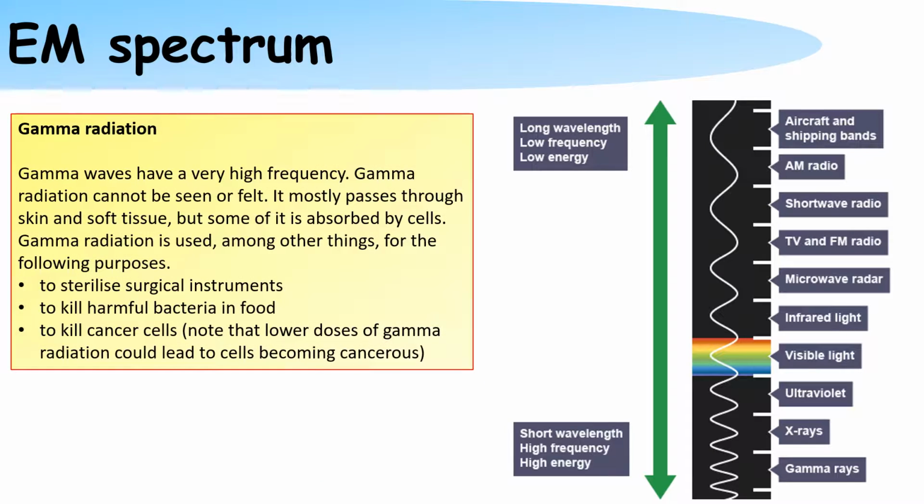Gamma waves have a high frequency. Gamma radiation cannot be seen or felt. It mostly passes through skin and soft tissue, but some of it is absorbed by cells. Gamma radiation is used among other things for the following purposes: it can be used to sterilize surgical instruments, to kill harmful bacteria in food, or to kill cancer cells.